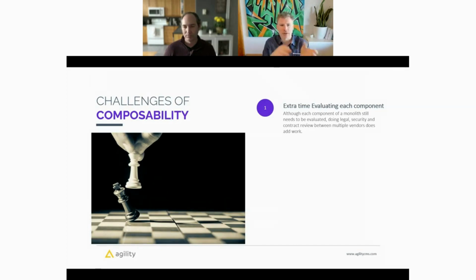Each one of those is a different vendor to deal with and work with. So maybe you have to evaluate the product, you have to do legal, maybe there's security for each one of them, there's contract reviews and renewals for everyone. So there is more administrative work to evaluate all those platforms, and that's just something you can't get across.